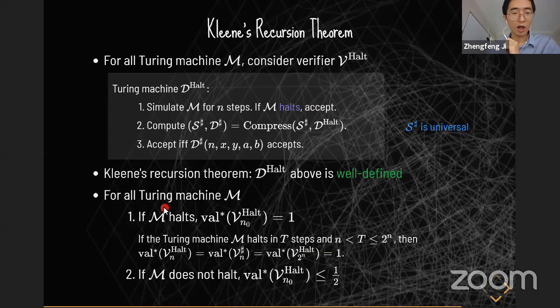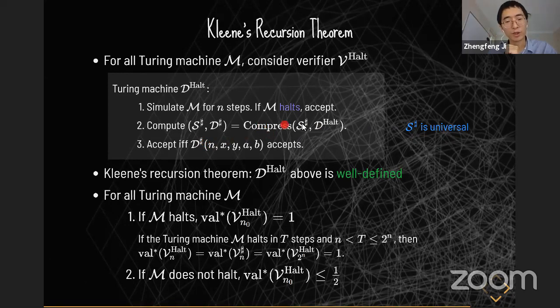Once you have that, what you can do now is define a Turing machine. We were trying to prove that MIP star equals RE, and basically we want to reduce the halting problem to deciding the value of a game. This is how we do it. For any Turing machine M, we define a Turing machine called D halt, the decider for the halting game. First, you simulate the machine M for n steps, where n is the index, the input of this decider. If M already halts in these n steps, we accept. Otherwise, we don't know, so we compress the decider itself to get the compressed decider, and we only accept if the compressed decider would accept.